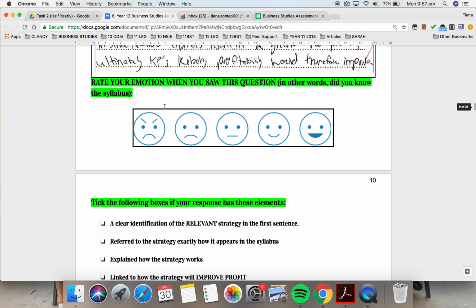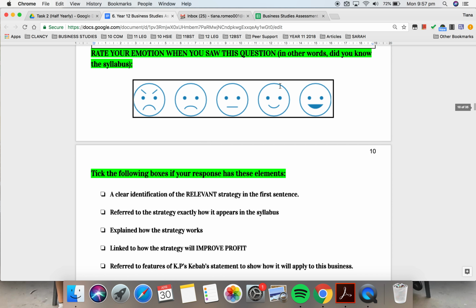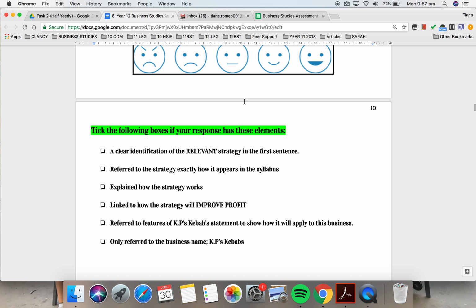The first is to rate your emotion when you saw this question. In other words, did you know your syllabus? Could you think of the profitability management strategies? And if you can't remember, then read your answer and see if you've put a revenue control or a cost control, which could have been fixed or variable costs. It could have been expense minimization, or it could have been cost centers.